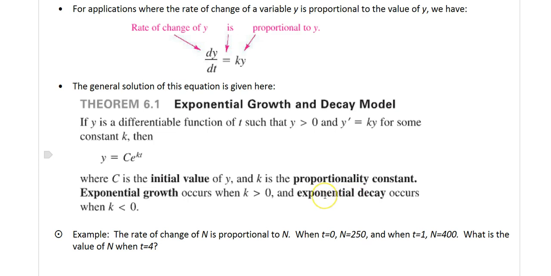In 5.5, we looked at an example with half-life. Half-life is a specialized version of exponential decay. You can actually derive that formula using this process and the natural exponential base rules.